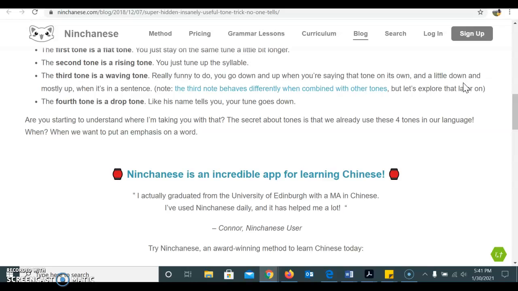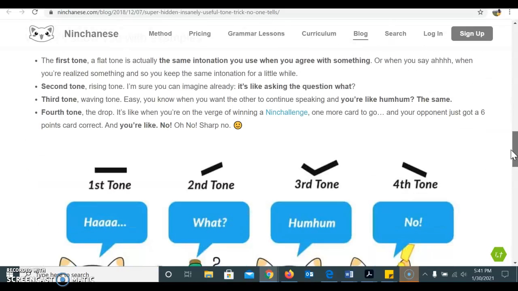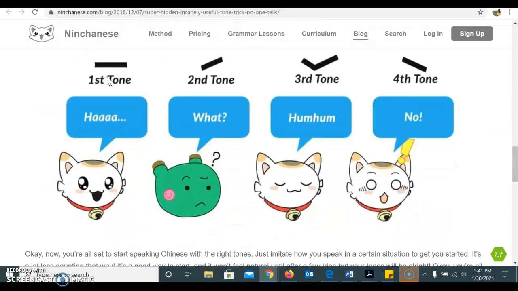Think about this with a simple theme. First tone, like this. It's high, it's up there. Raise your voice, go a little bit further. Second tone, rise it up. Start low, go up. Then third tone, it's like sharp down, then up again.